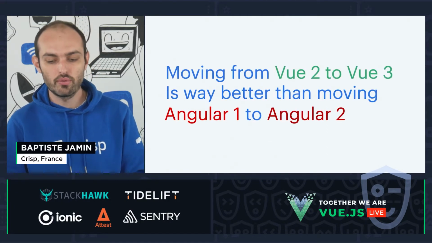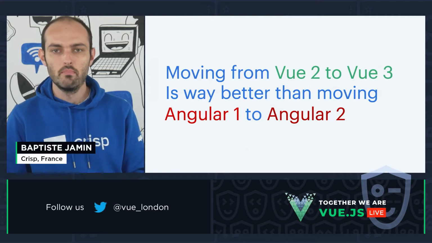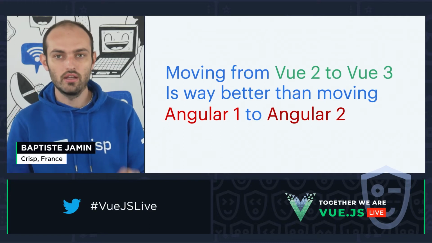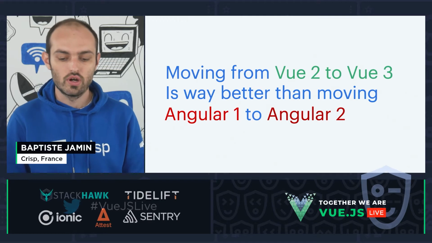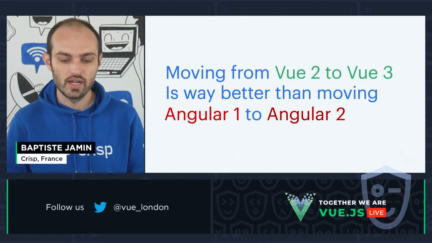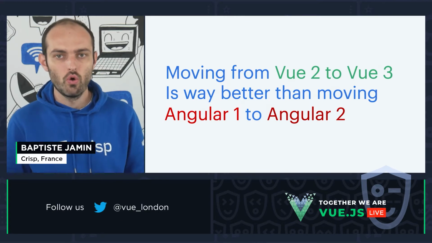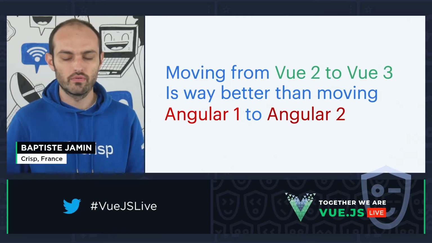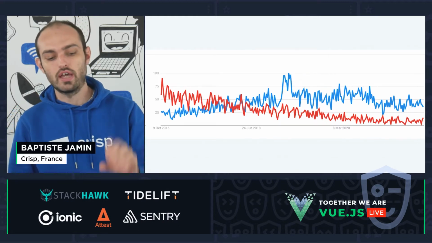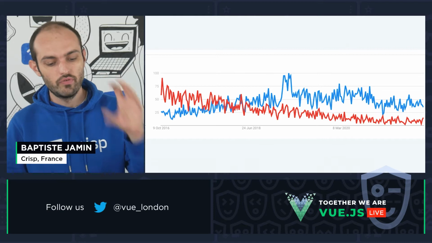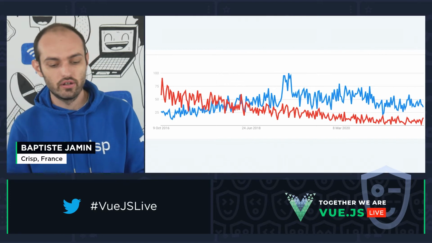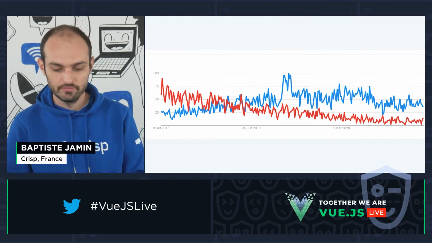Moving from Vue 2 to Vue 3 is a different situation than moving from Angular 1 to Angular 2. In fact, many developers, when Angular 2 was released, chose to use another framework such as Vue.js instead, because the migration cost was too important. The learning curve to Angular 2 was too important. And for this reason, if you look at Google Trends, Vue.js became more and more popular and even replaced AngularJS in terms of popularity.